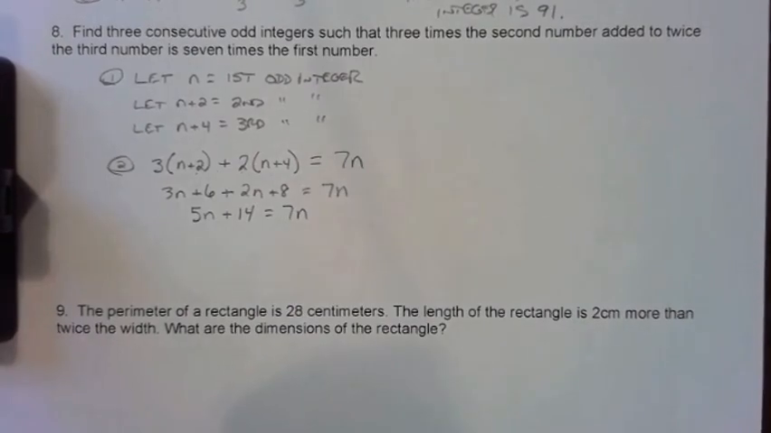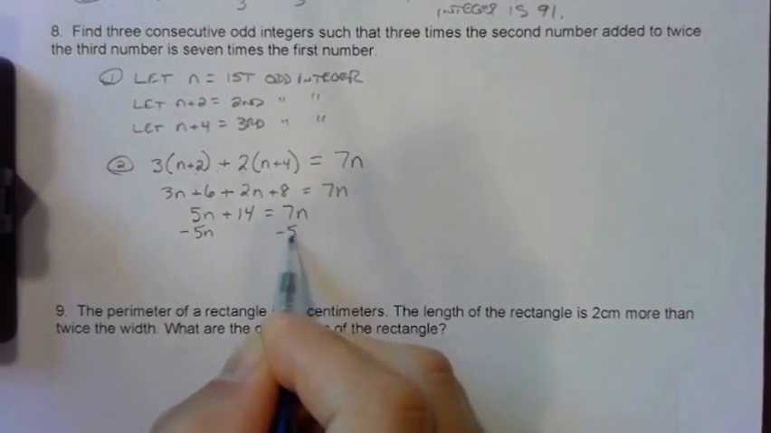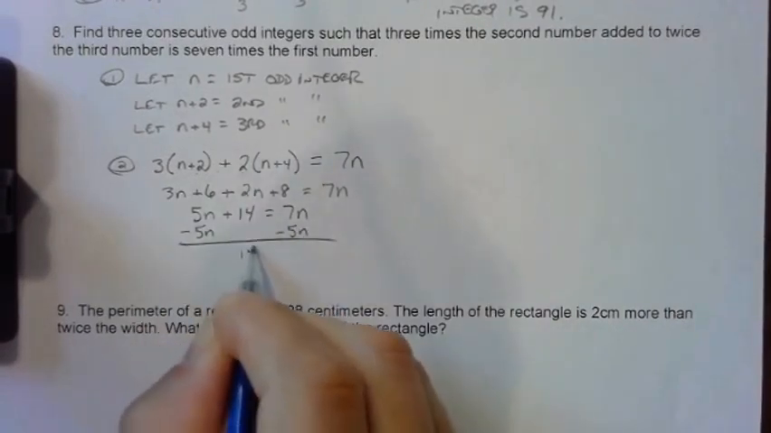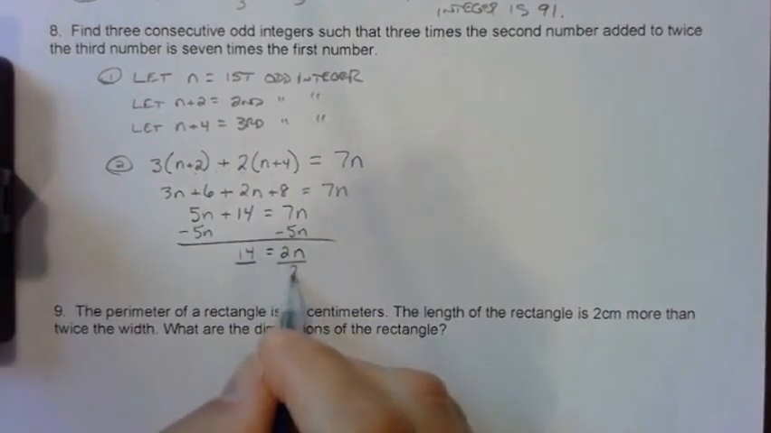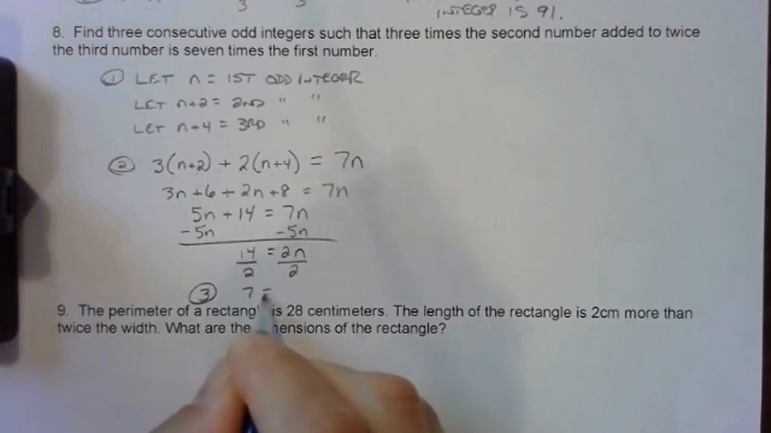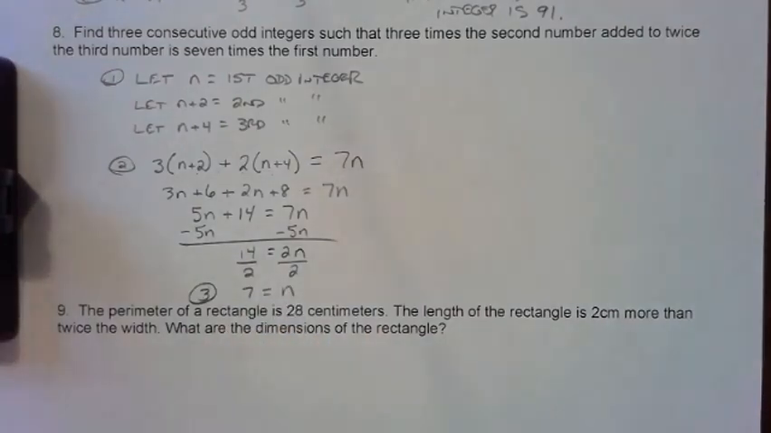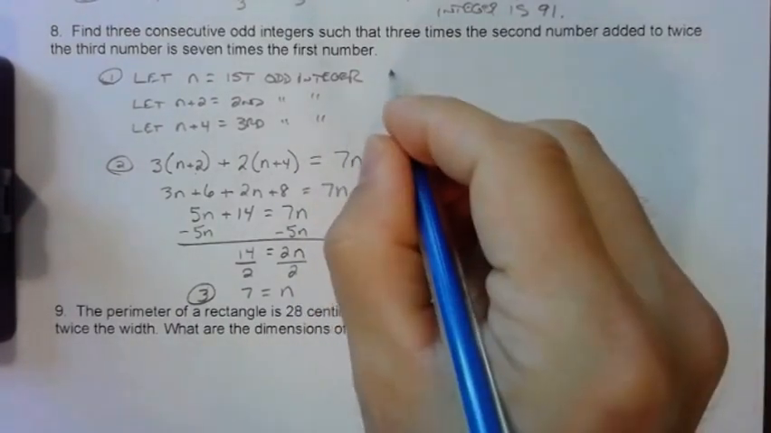Now we'll get the variables on one side. I'm going to subtract 5n from each side. So 14 equals 2n. And now if we divide each side by 2, we're going to know in step 3 here that 7 equals n. Our value of n is 7. So now let's see if we can get our integers. They needed to be odd integers, so I'm off to a good start here.